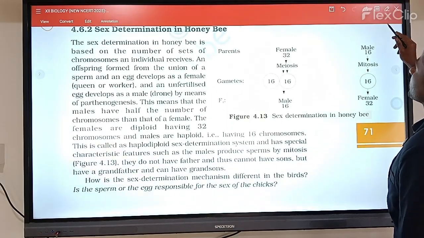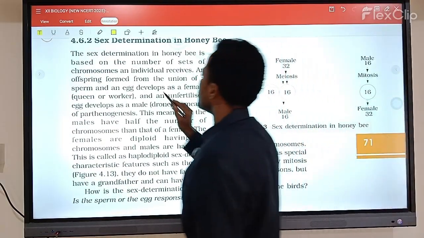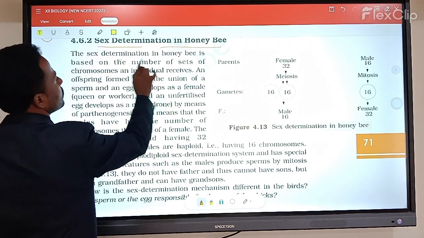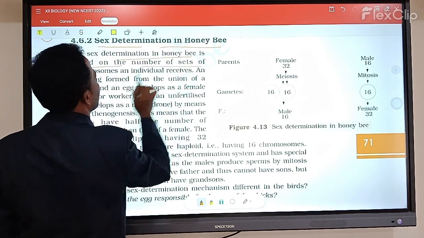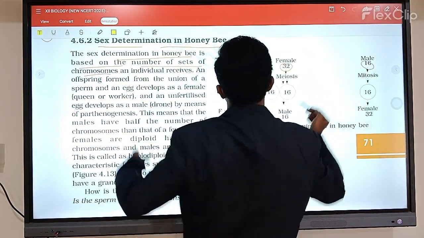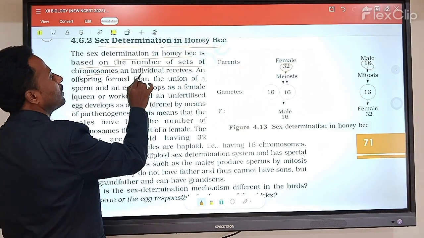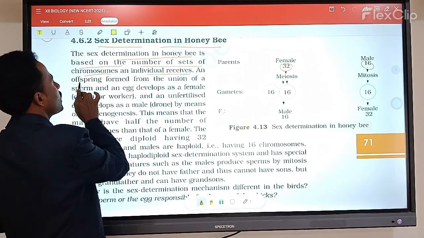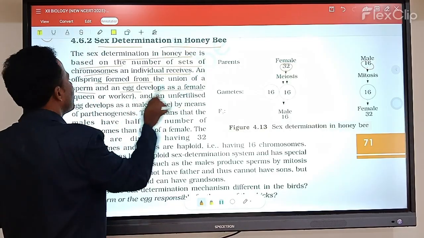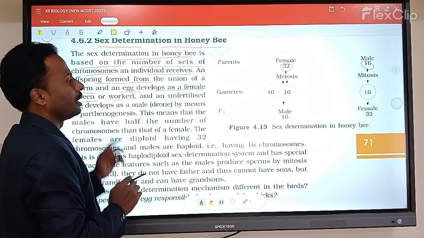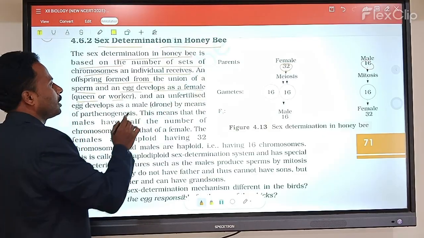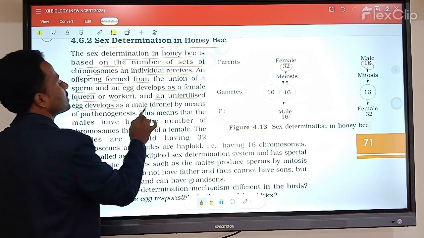Next, sex determination in honeybees. The sex determination of honeybees is based on the number of sets of chromosomes. An egg formed from the union of sperm and egg develops into a female, either a queen or a worker, and unfertilized eggs develop into males, or drones.